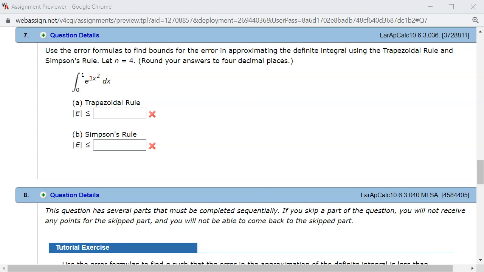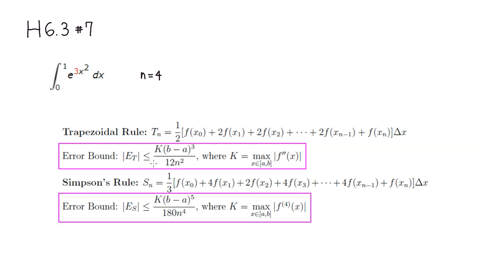To find the area bound for the trapezoid rule, this is the formula, with k being the maximum of the second derivative over the interval from a to b. In this case, from 0 to 1. So let's do that.